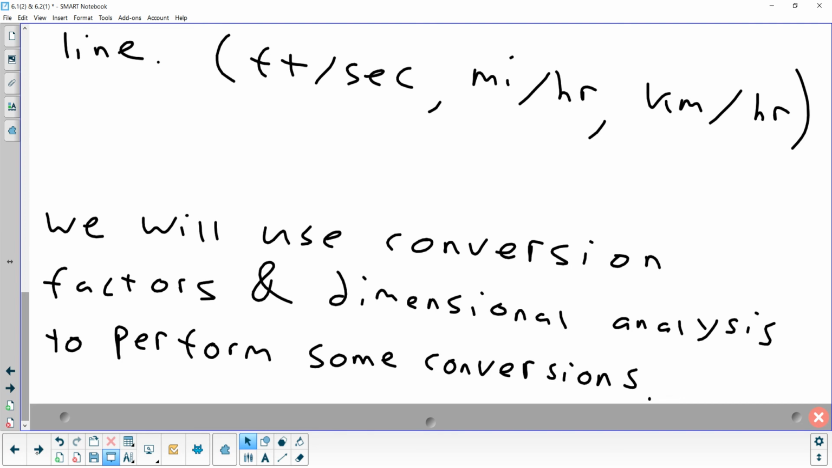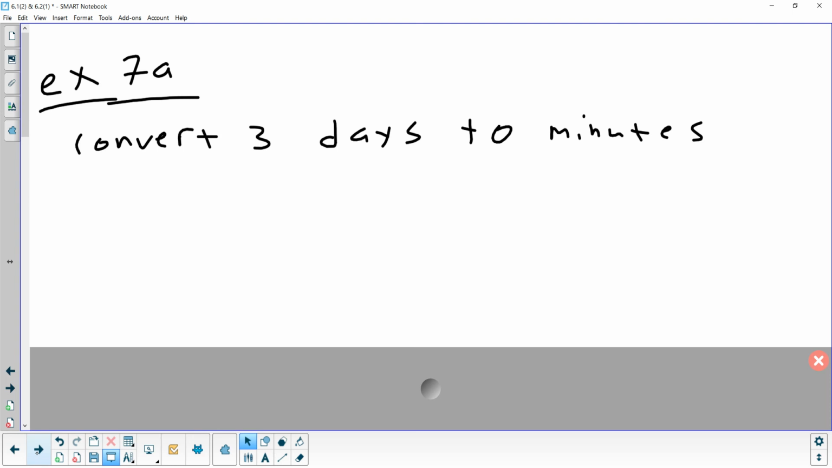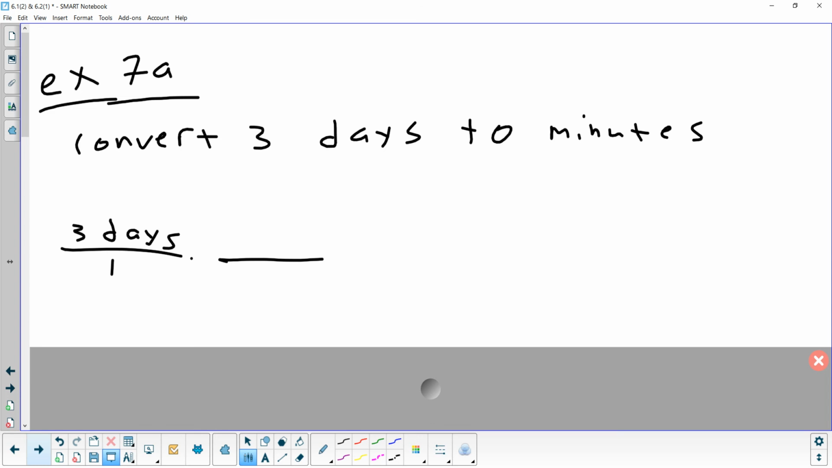Okay, let's try this one. So this is just a conversion that's not even a rate. It's just part of a rate, specifically the time part. Okay? So it's just 3 days. If you want to think of it as a fraction, we could just put it over 1. Now, I want to convert days to minutes. So we're taking a big unit and we're making it into a smaller unit. What's the next unit down from a day? What is it? Hours. So I want days to cancel out, and I'm going to first convert to hours.